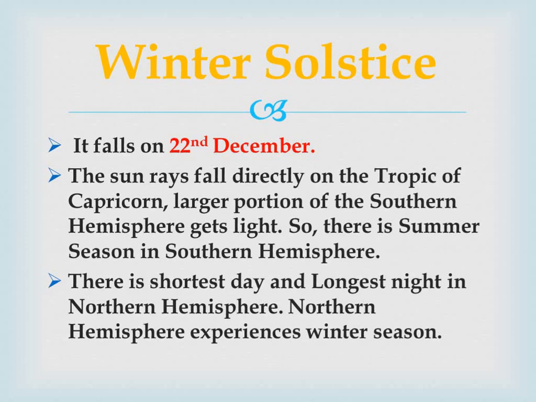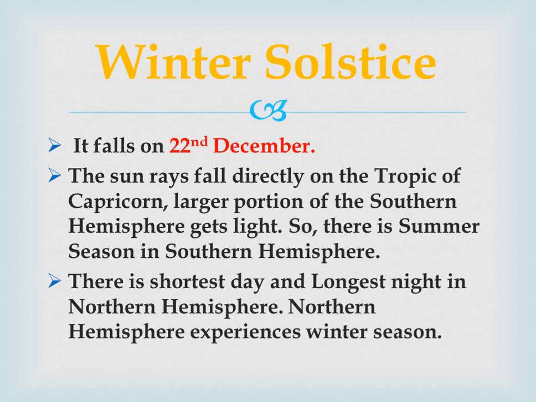Now winter solstice. It falls on 22nd December. The sun rays fall directly on the Tropic of Capricorn. A larger portion of the southern hemisphere gets light, as the south pole is towards the sun at this position. So the larger portion of the southern hemisphere gets light, or more heat. That's why the summer season is there in the southern hemisphere. And in the northern hemisphere it is winter season.